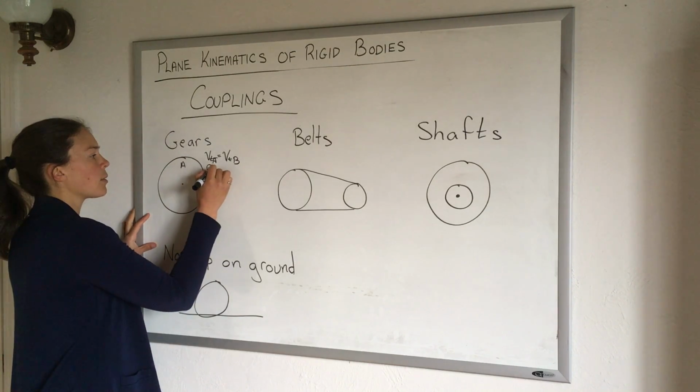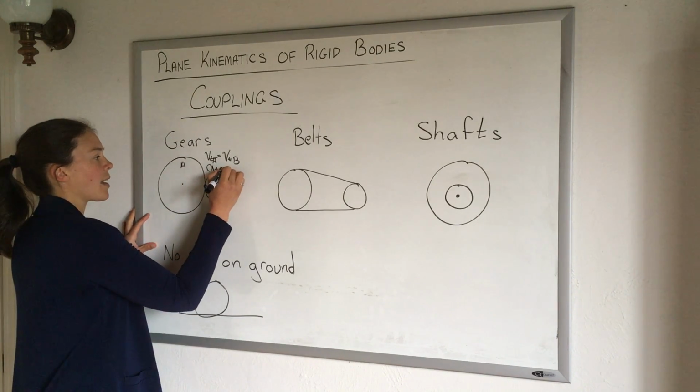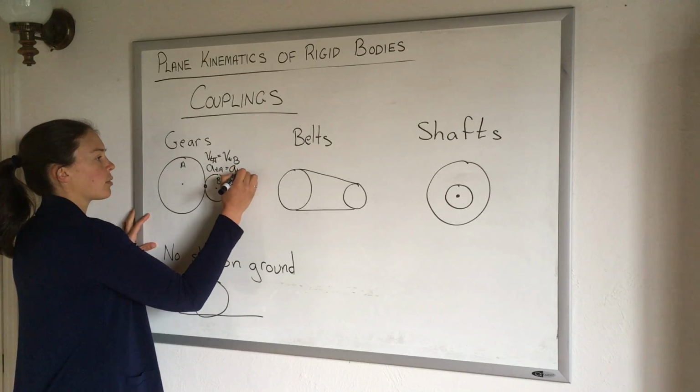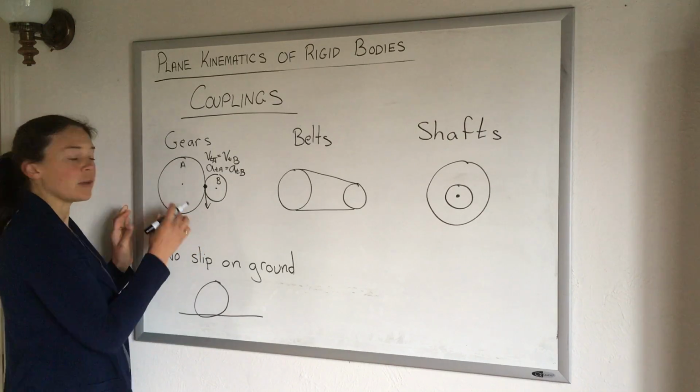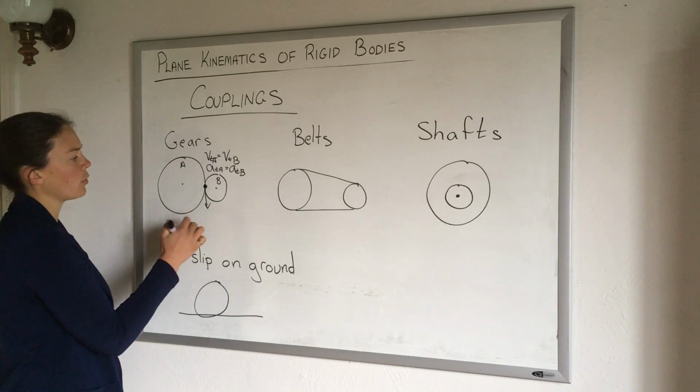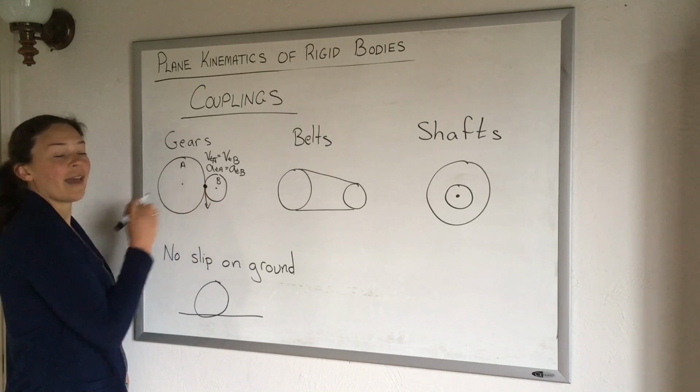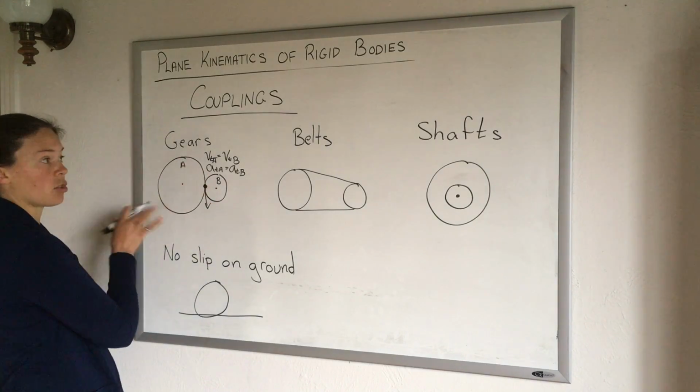And same for the acceleration. The tangential acceleration of A has to equal the tangential acceleration of B. So at this point, however they're moving, acceleration and velocity have to be the same at that coupling. So that's how gears are related.